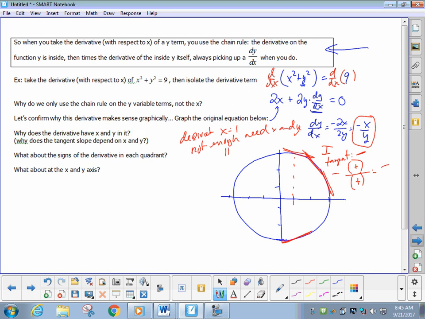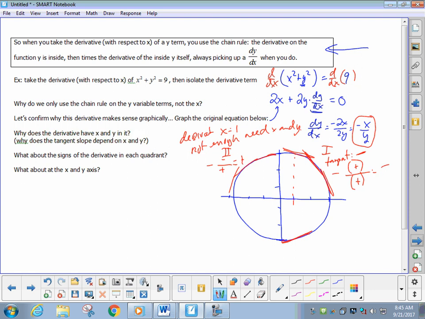So that's logical. In quadrant 2, if the derivative rule is the opposite of x over y, what are x's over here? Negative, and y's are positive. And so in this quadrant, the derivative will always yield slopes that are positive. Does that make sense graphically? Yeah, in that quadrant, all the tangent slopes are positive.